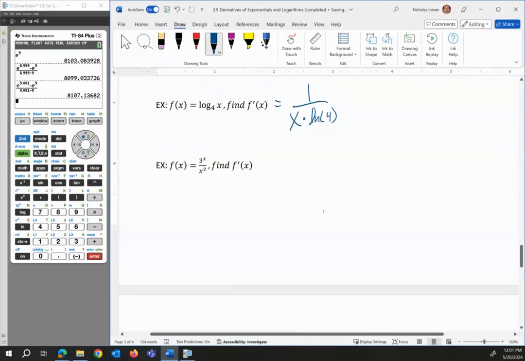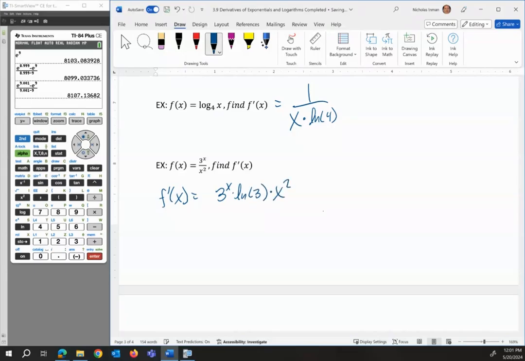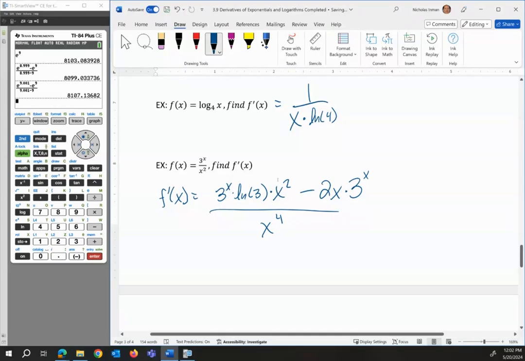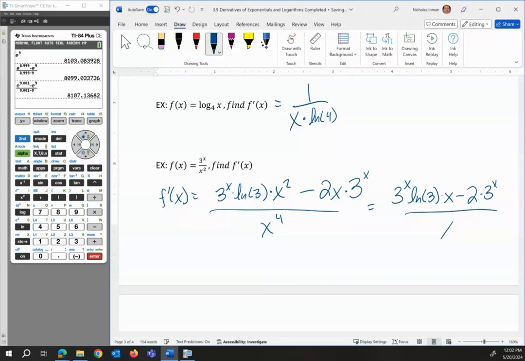All right, so to do this one, I see a quotient. So to do f prime, the derivative of the top, 3 to the x times the natural log of 3, times the bottom left alone, minus the derivative of the bottom times the top left alone, over the bottom squared. Now, I do see that all these have an x, so we could reduce this just a little bit: 3 to the x ln of 3 times x minus 2 times 3 to the x, over x cubed.